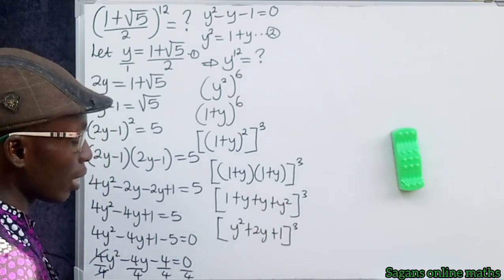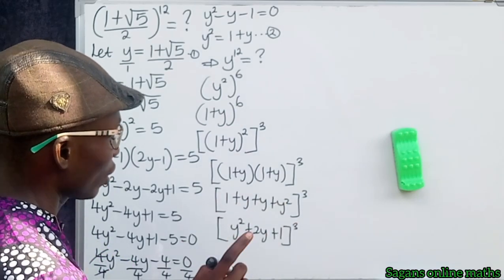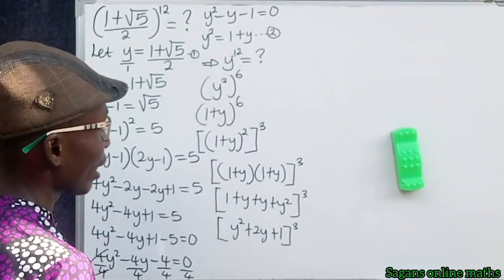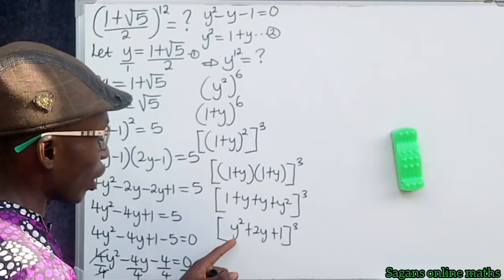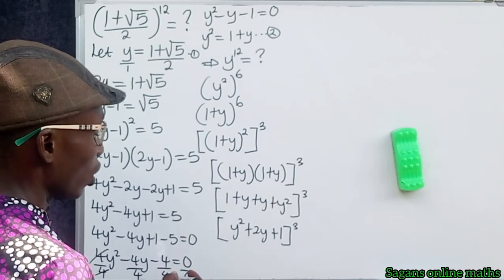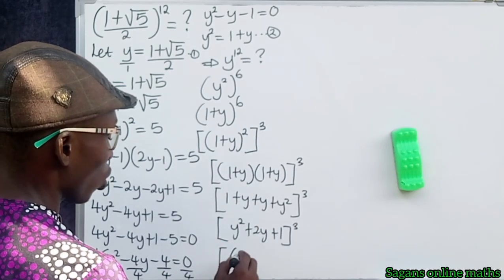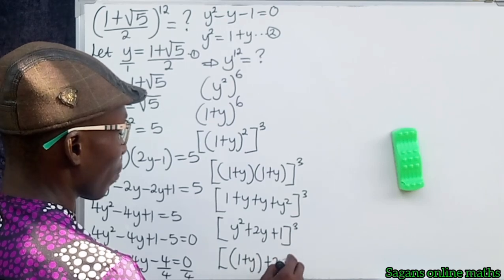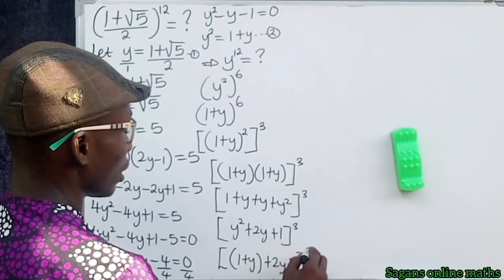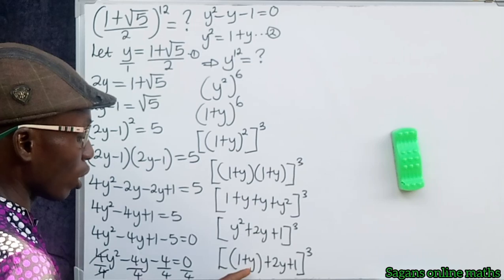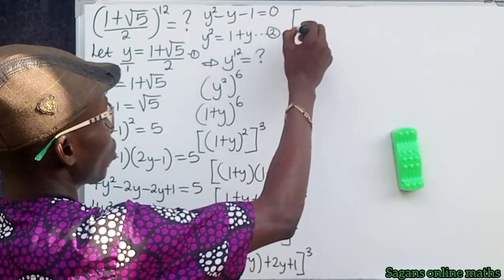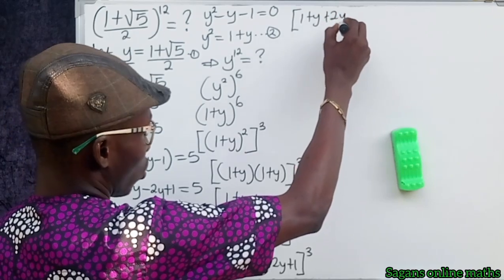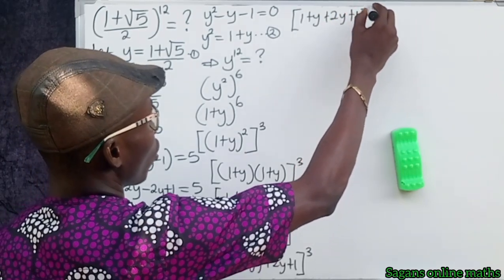Now, I want you to understand something very interesting here. Take note that y² is 1 plus y, as you can see from equation 2. So when you see y², we're going to put 1 plus y. So this is bracket, 1 plus y to represent y², plus 2y plus 1, all to the power of 3. So from here, I'm going to collect our like terms, so we have bracket 1 plus y plus 2y plus 1, all to the power of 3, right?